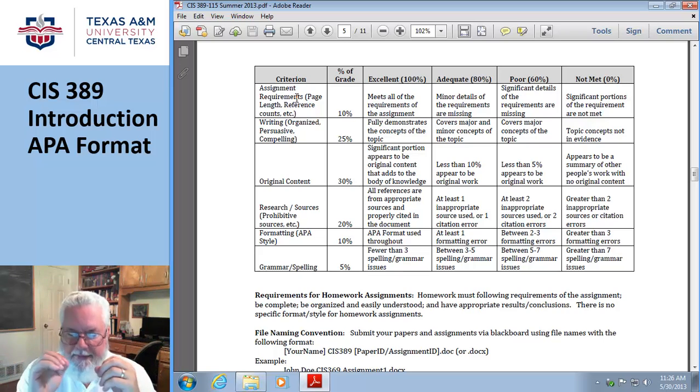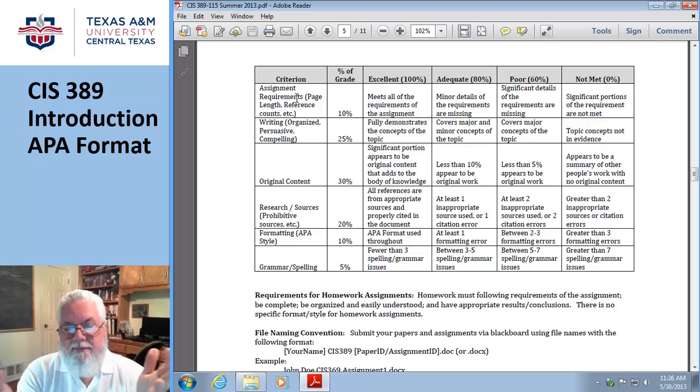In your sources, you've got to do your sources correctly. You can't have any of those prohibitive sources. You've got to have all the references and citations correct. APA formatting, yeah, okay, that's kind of important, but not nearly as important as actually doing the research.